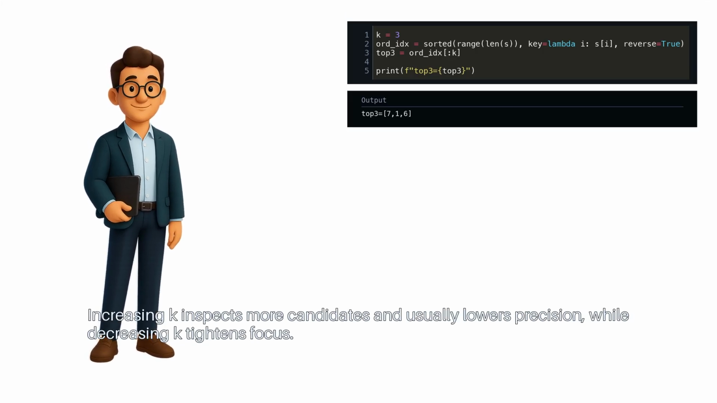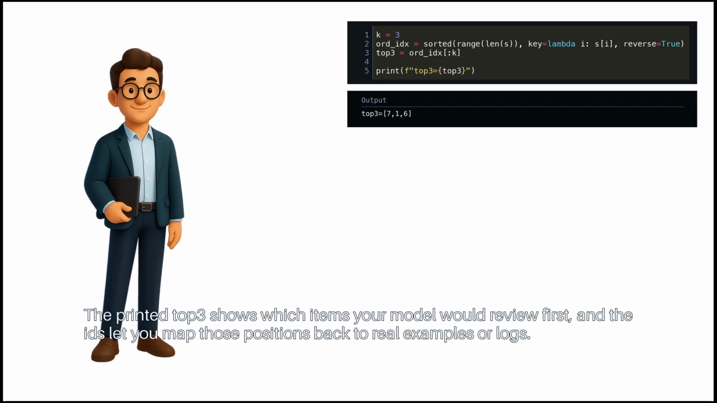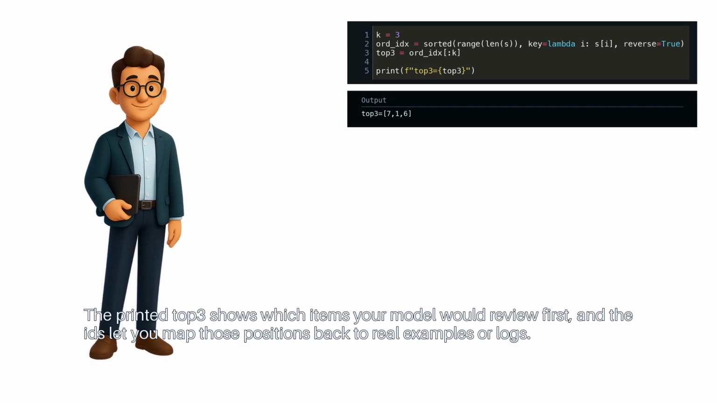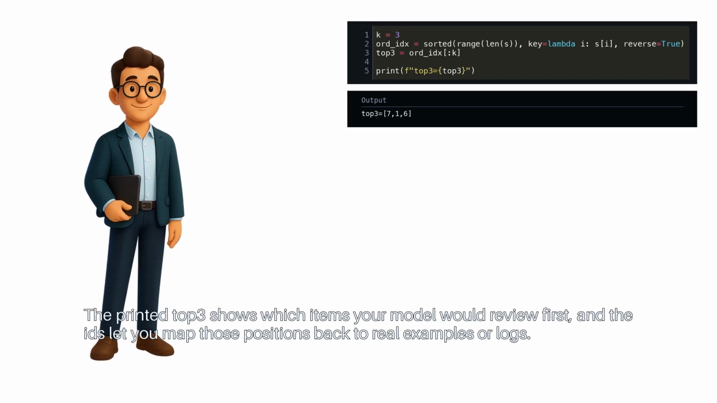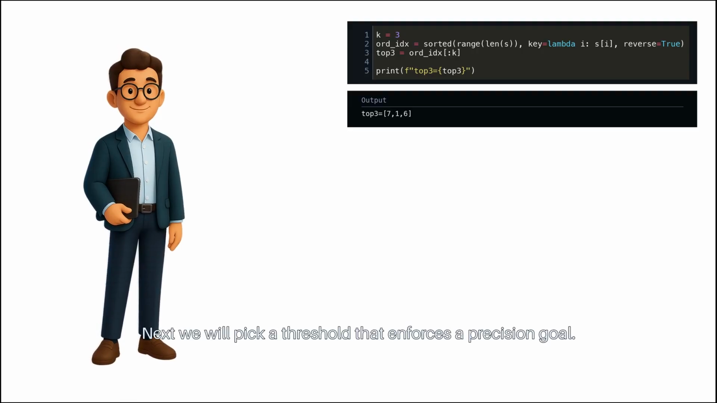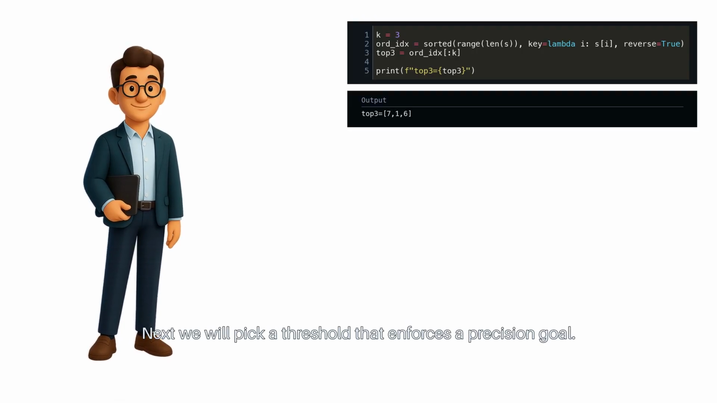Increasing K inspects more candidates and usually lowers precision, while decreasing K tightens focus. The printed top 3 shows which items your model would review first, and the IDs let you map those positions back to real examples or logs. Next, we will pick a threshold that enforces a precision goal.